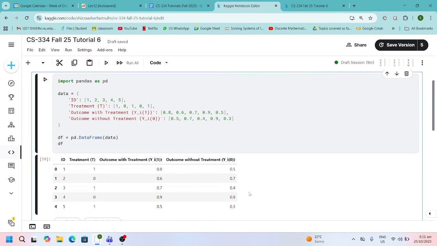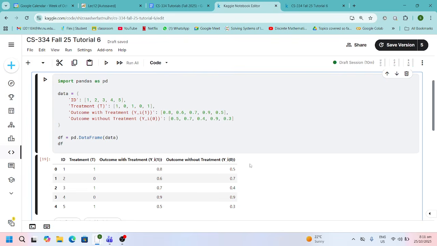This means these are the individuals that were assigned to the treatment group, where the treatment was administered. And then there are 2 individuals for which T equals 0. These individuals were assigned to the control group. Then you have the outcome given that the treatment was administered and the outcome without the treatment. So this is yi1 and yi0.